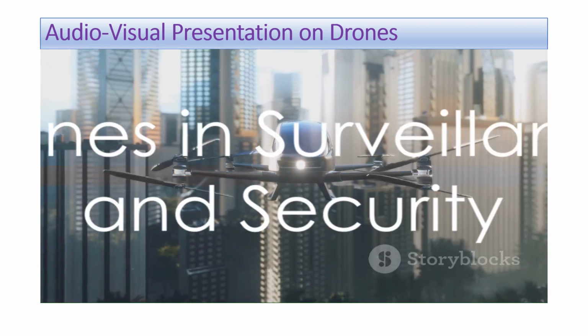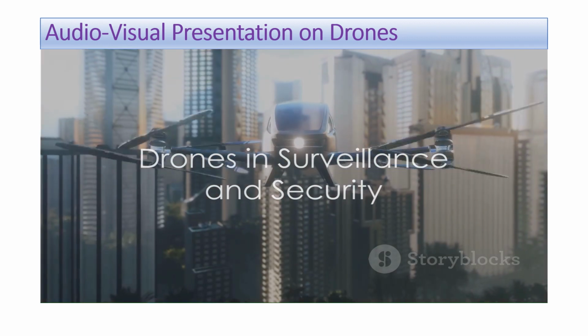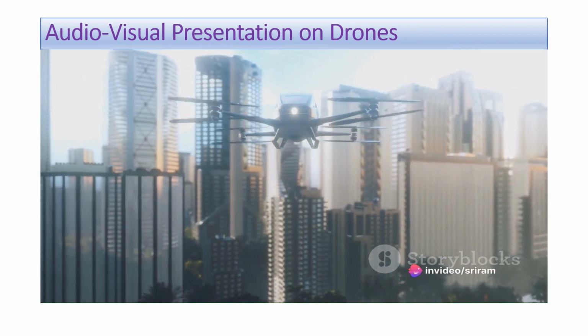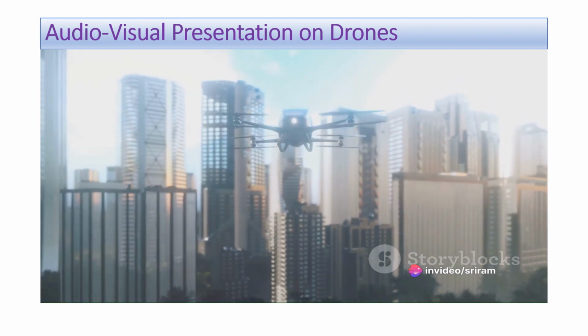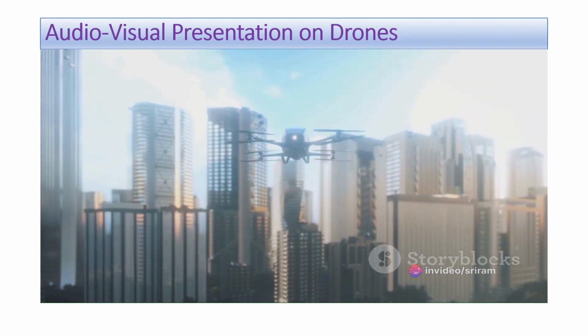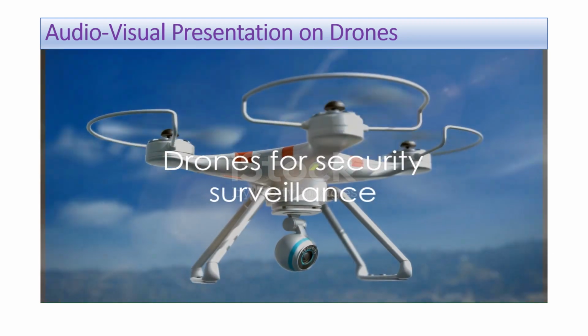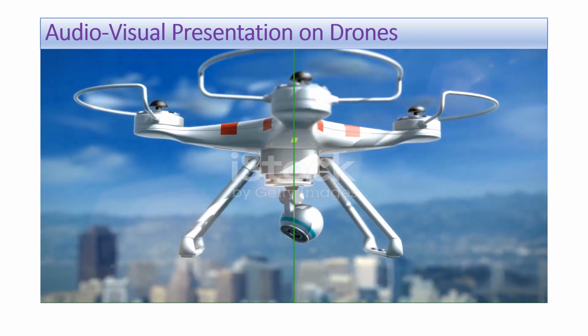In the realm of surveillance and security, drones are playing a pivotal role. Surveillance drones, equipped with high-definition cameras and tracking systems, are used for tasks ranging from border patrol to traffic monitoring. They offer a high vantage point, providing real-time data that can be critical in maintaining security.